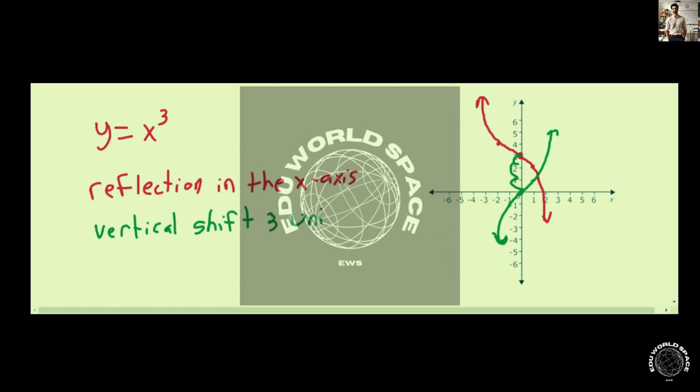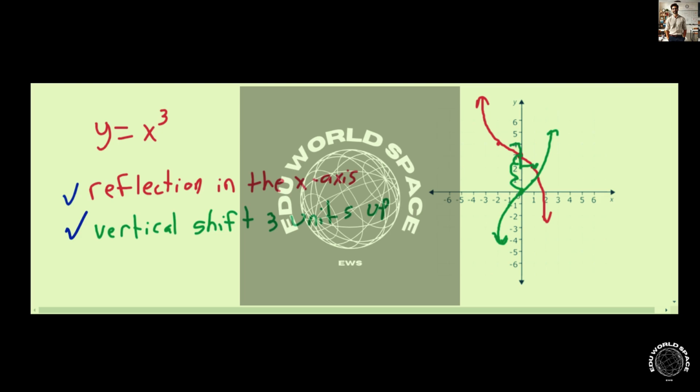Now, it doesn't look like there's any horizontal stretches or shrinks, and I know that because when I look at 1, it went down 1 to the right, and for negative 1, it went up 1 to the left. It didn't move horizontally to the left or to the right, and it looks like it didn't stretch vertically. So these are going to be the only 2 things we check off.